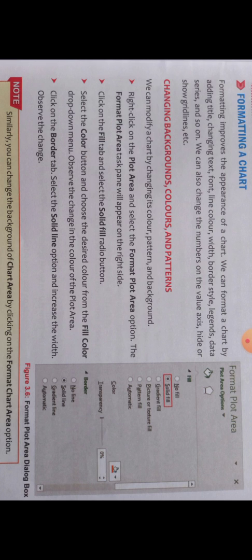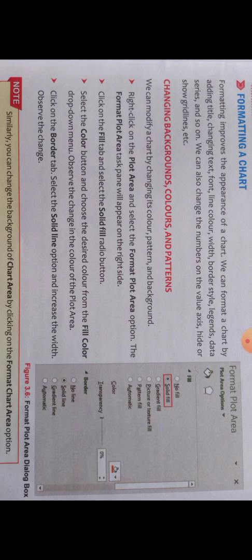The next is formatting a chart. Formatting improves the appearance of a chart. That is, formatting makes a chart attractive. We can format a chart by adding title, changing text, font, line color, width, border style, legends, data series, and so on to make it look more attractive, so that one can focus on the topic and understand the chart as well. We can also change the numbers on the value axis, hide or show grid lines, etc.